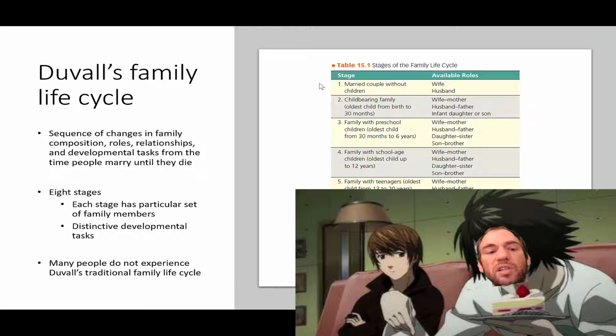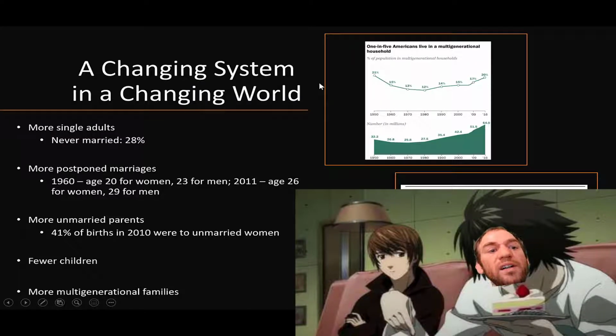But obviously, many people do not experience this traditional, quote-unquote traditional, lifestyle. Traditional only extends to the last 100 years or so. Regardless, many people, even in the more contemporary era, do not reach all these stages. And in this era, there are more single adults. Never married is up to 28%. There are more postponed marriages. In 1960, the age was 20 for women, 23 for men. In 2011, age 26 for women and 29 for men. That's the average age at which individuals get married.